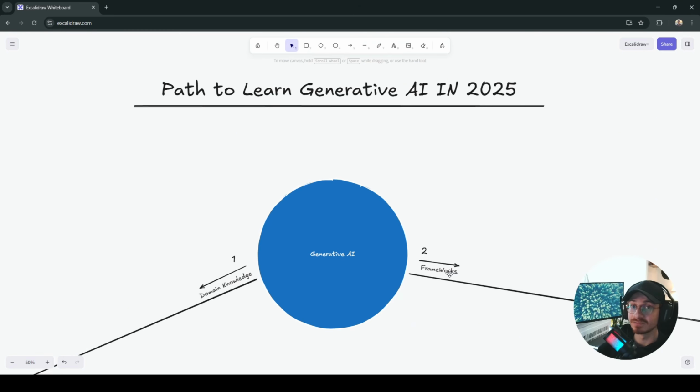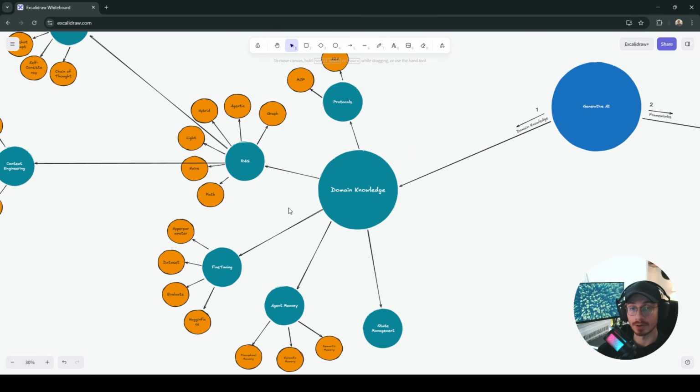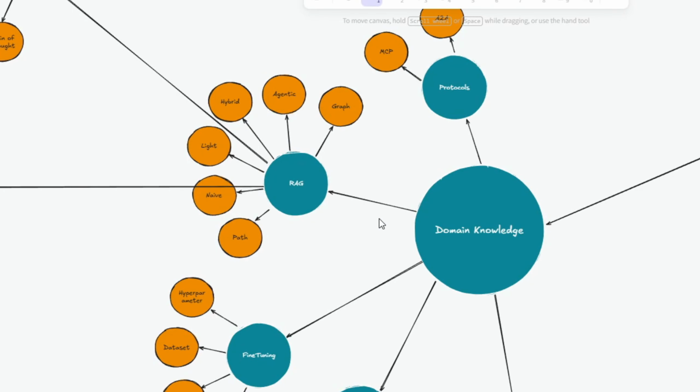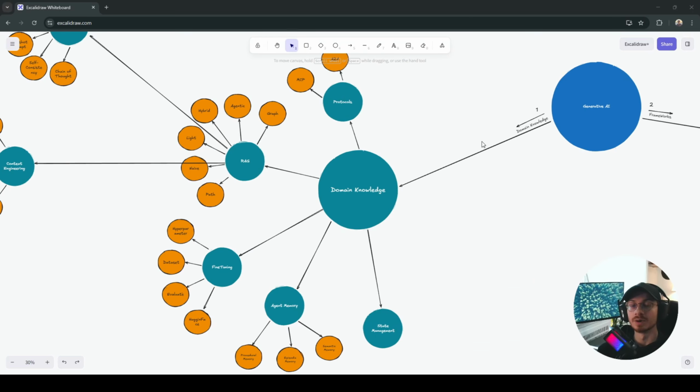Before using any frameworks, you need to learn the domain knowledge. Don't be scared. I know it looks complicated, but I promise you, after watching this video, this will be easy for you to follow and learn everything step by step. The first and most important thing that you need to learn is RAG, or Retrieval-Augmented Generation. RAG is how you give models real knowledge, grounding, and accuracy, and it's the heart of AI engineering.